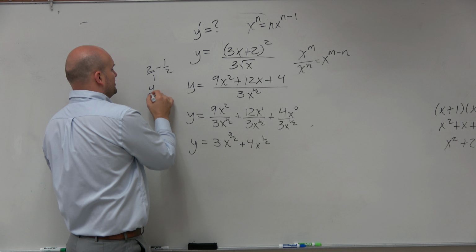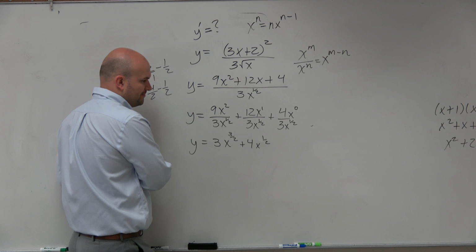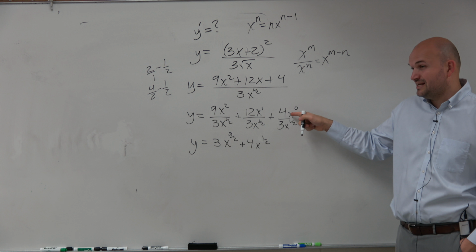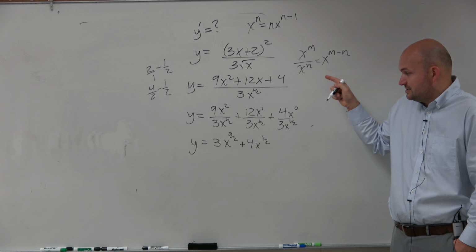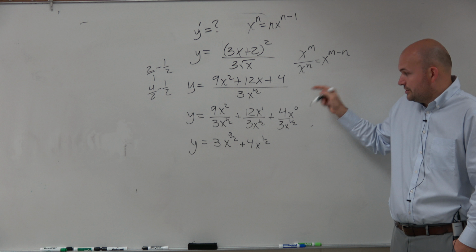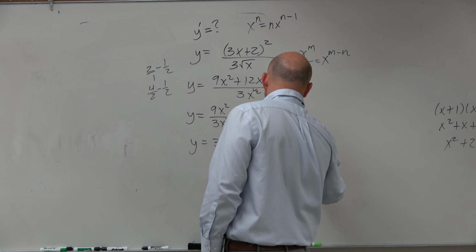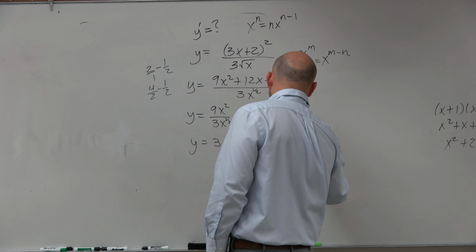That's over 1, so it's really 4/2 minus 1/2, right? Thank you. 1 minus 1/2 is going to give you 1/2. And then here, if there's no variable, we know it's x to the 0. X to the 0 minus 1/2 is going to be negative 1/2. 4 divided by 3 just remains as a fraction. Plus 4/3 x to the negative 1/2.